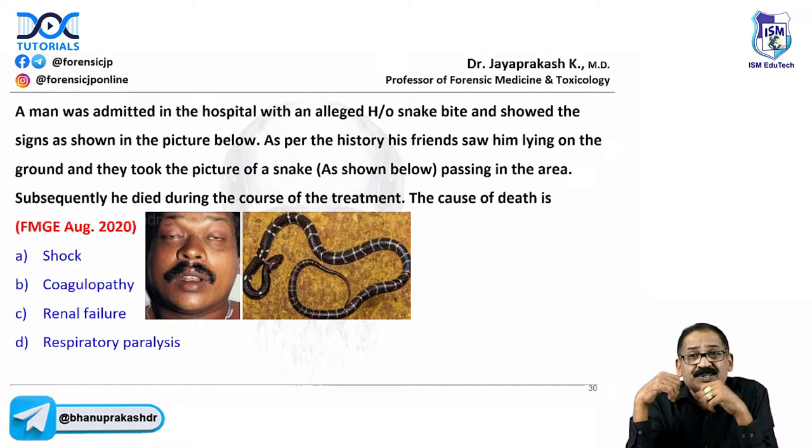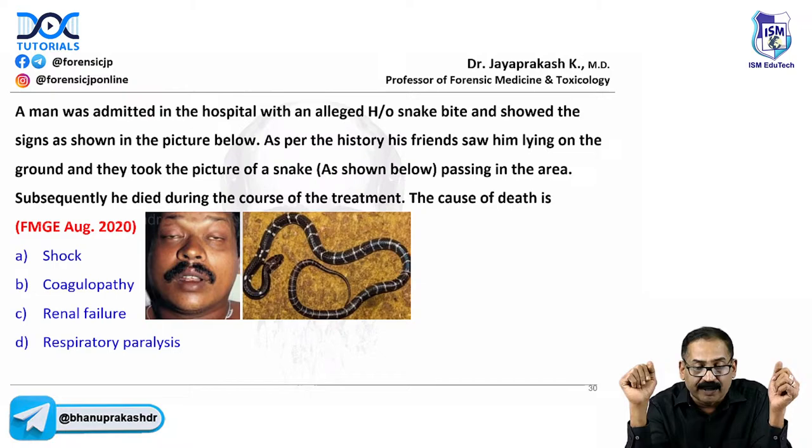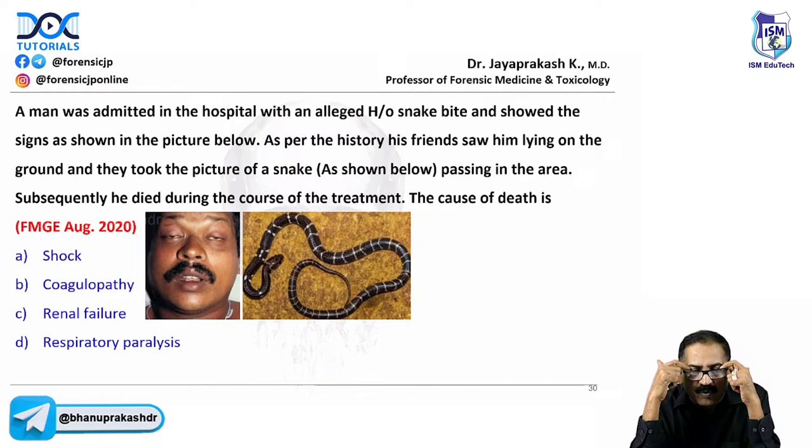FMGE 2020 August. Easy question. A man was admitted to the hospital with an early history of snake bite and showed the signs as shown in the picture below. In the picture you can see the ptosis, and it is a common krait.